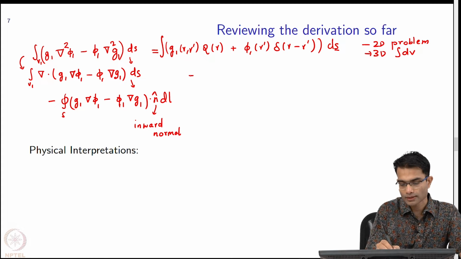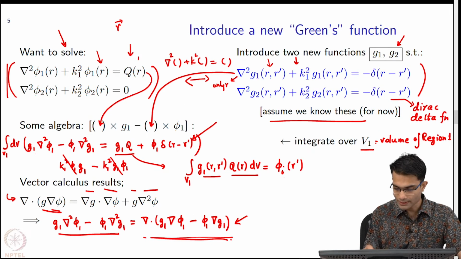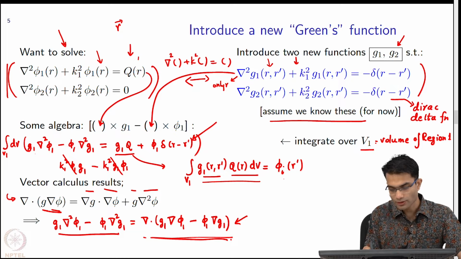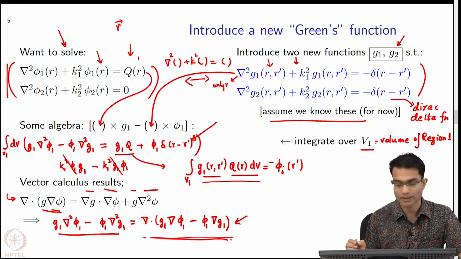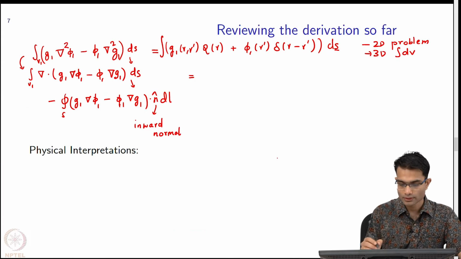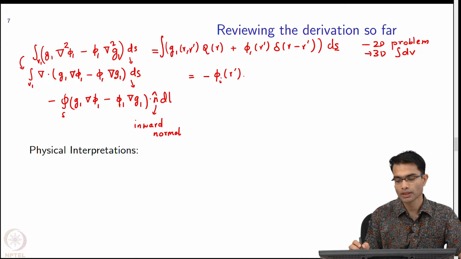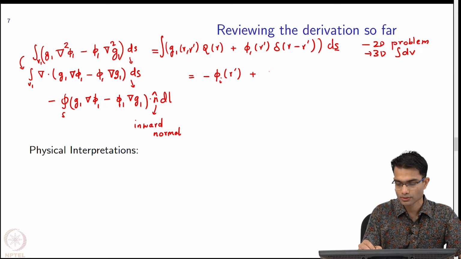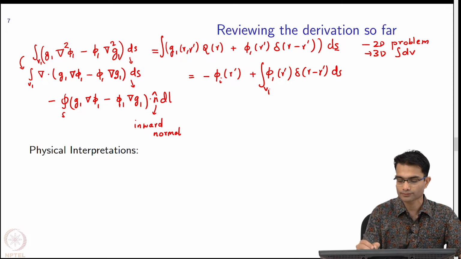What happened to the right hand side? One small change from what we did last time: we had defined this integral g1 qr as phi I. I'm going to change that just a little bit by a minus sign. That's just the convention. So we're going to call this minus phi I, phi incident. So this is going to become minus phi incident of r prime, because the r coordinate has been integrated out, and then I'm left with this integral: phi 1 r prime delta of r minus r prime ds, integral over V1.